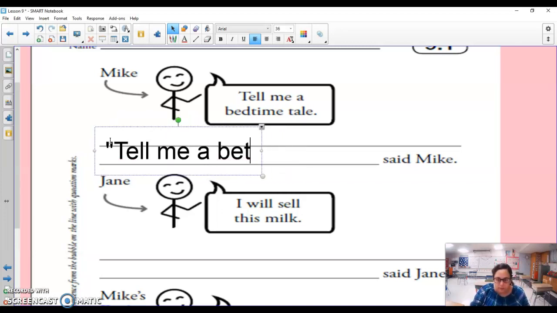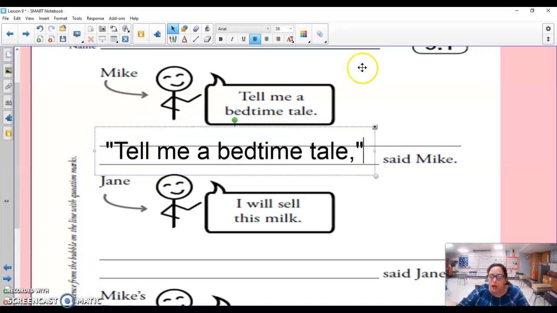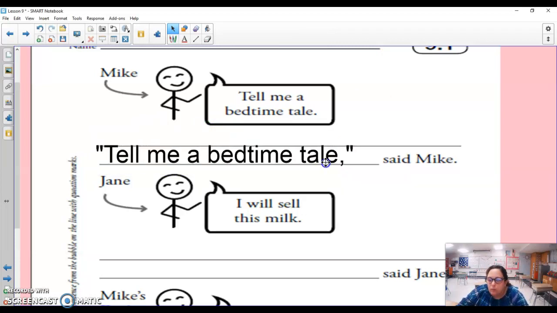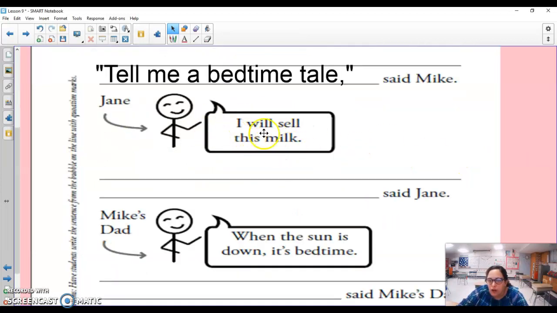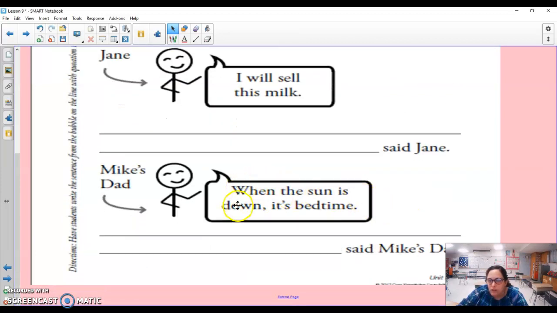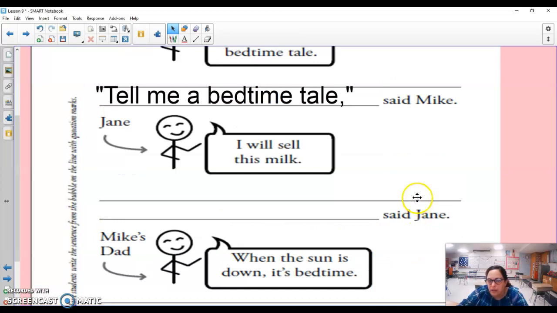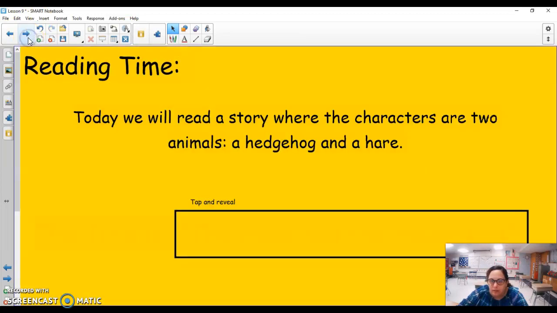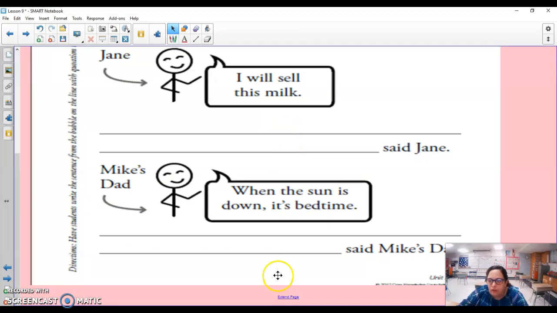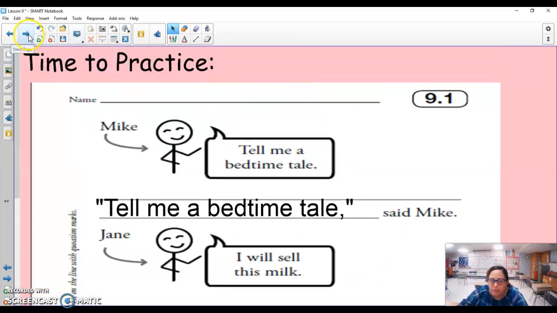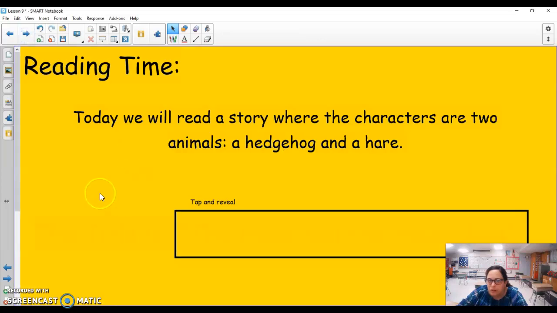bedtime tale. And remember, you have to put a comma because we're not at the end of the sentence because it says, said Mike. So, tell me a bedtime tale, said Mike. So you're going to do the same for I will sell this milk, said Jane. When the sun is down, it's bedtime, said Mike's dad. You only have to do the front of page 9.1. Don't worry about the back. Okay? So then when you're done with that, you can go ahead and unpause the video and then you can move on.